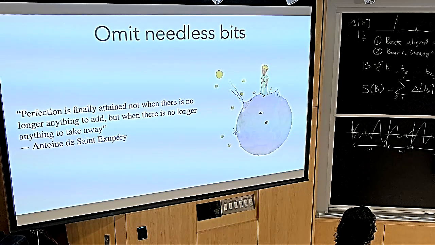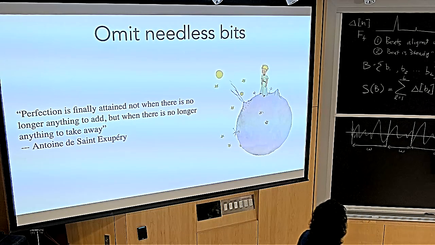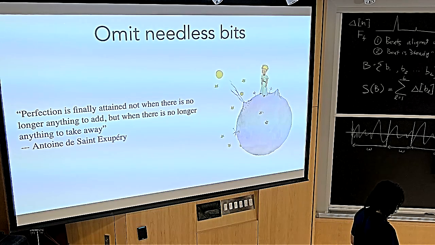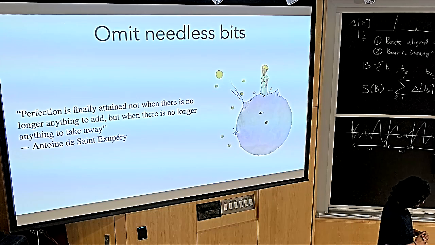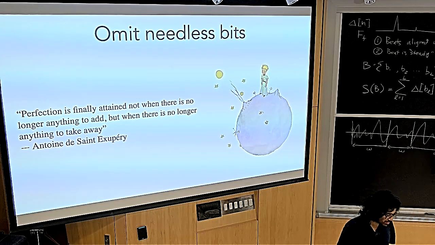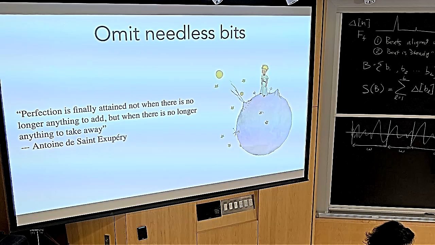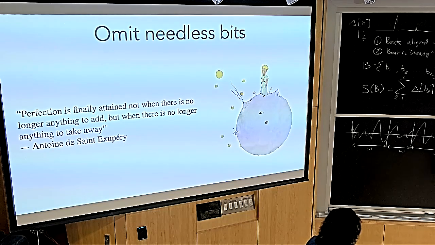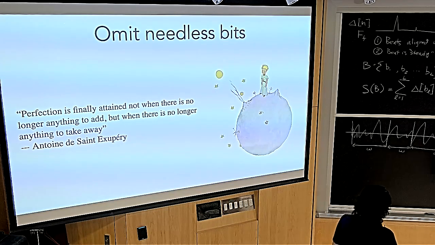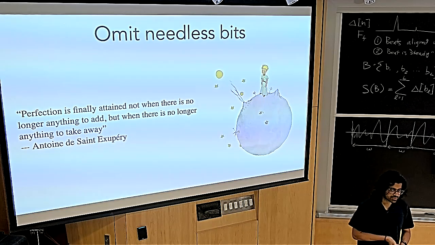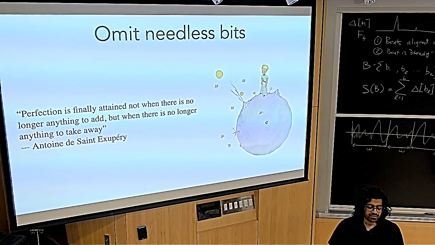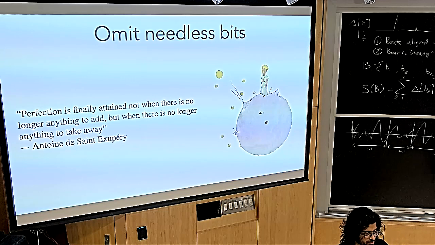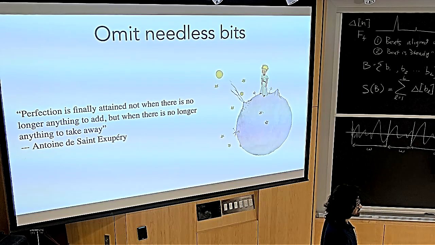Omit needless bits. I think everything here is really important. It has probably been compressed over years of lectures that Philip and Vincent have given. So this is also not my slide, but it makes just so much sense. Perfection is finally attained not when there is no longer anything to add, but when there is no longer anything to take away. In the scientific process, when you're coming up with hypotheses to explain data, the hypotheses that end up having the most impact are the ones that are the simplest to explain.